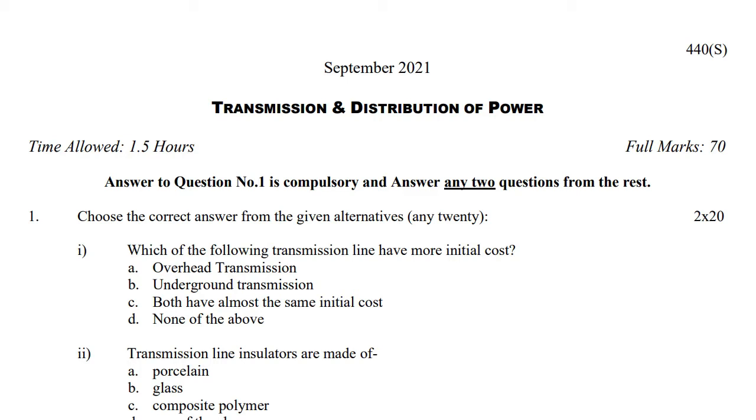So without delaying, we will just go for the first question here. Which of the following transmission lines has more initial cost? Overhead, underground, both, none. Definitely we know that in case of underground transmission, much more cost is incurred because of the excavation as well as the underground cables. So underground transmission requires more initial cost. So B here is our correct answer.